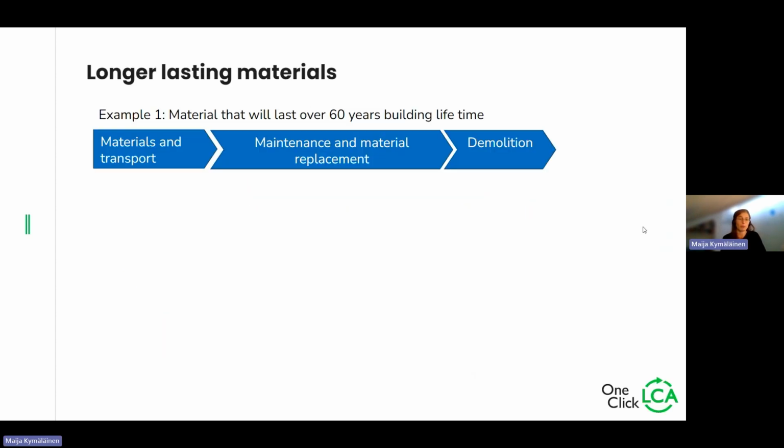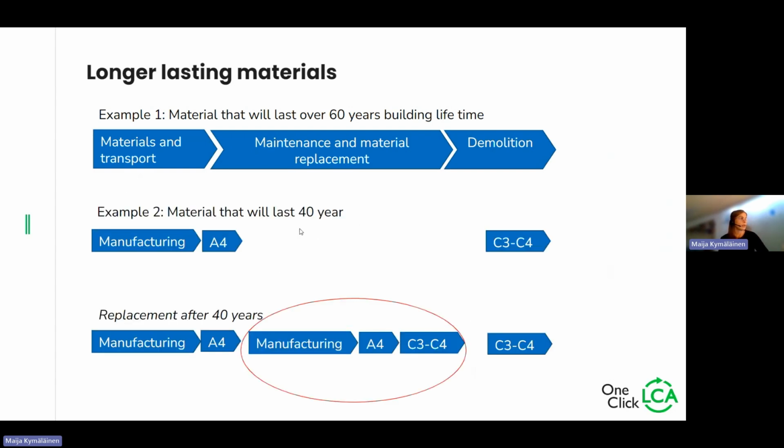So here we have an example of a material that will last over 60 years. So this was the building's lifetime. So basically we have here the materials and transport, and then we have all this use phase activities here. So maintenance, material replacement is here not needed because this lasts the whole lifetime. So in the end of life, there is this end of life stage and demolition.